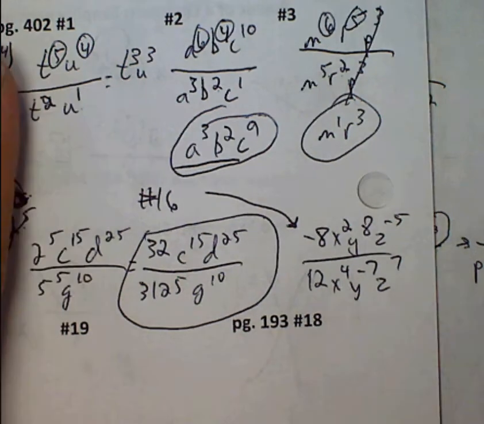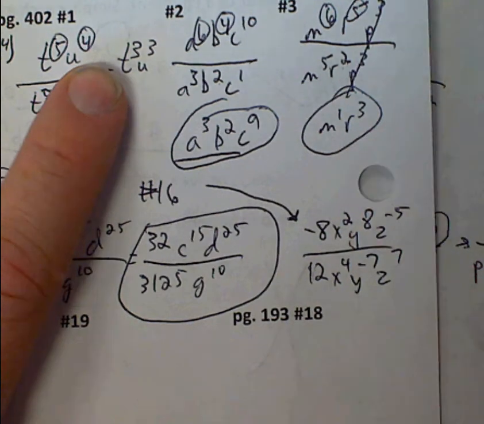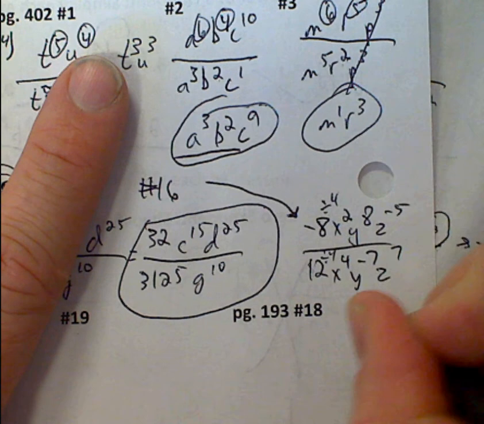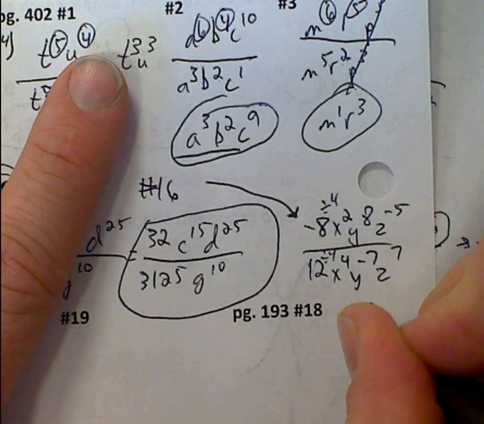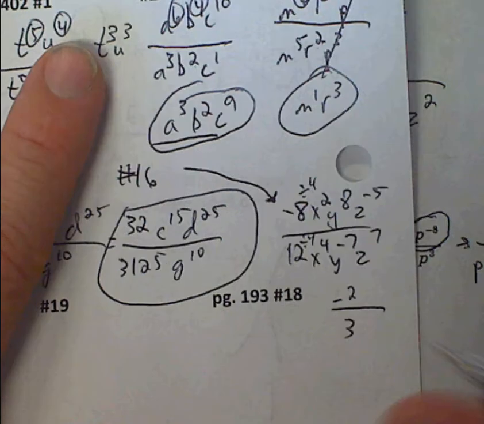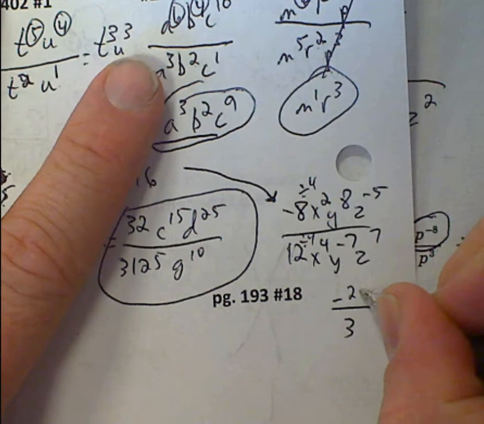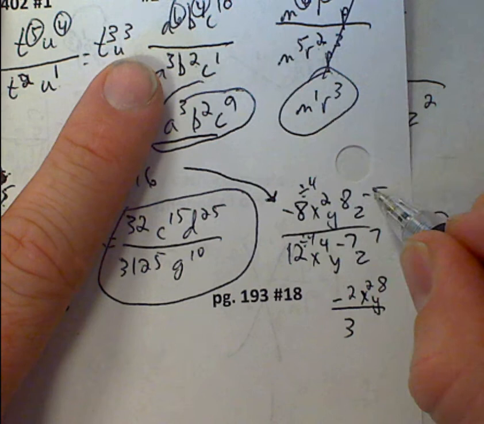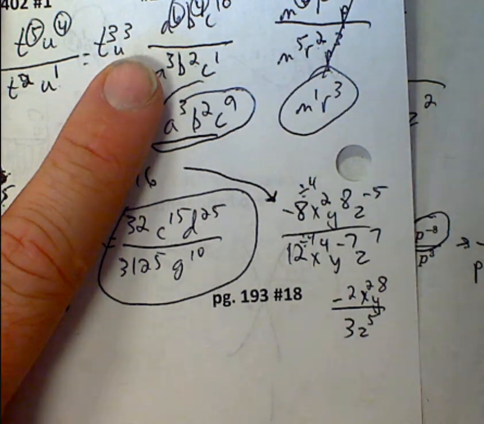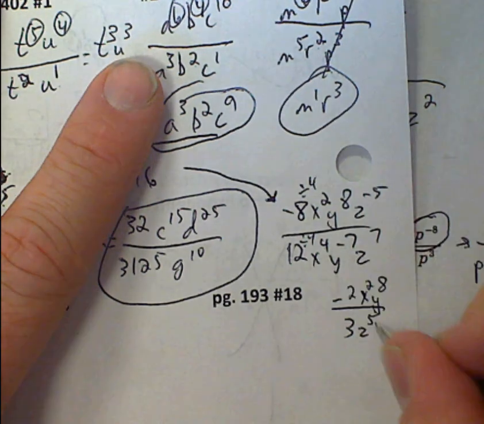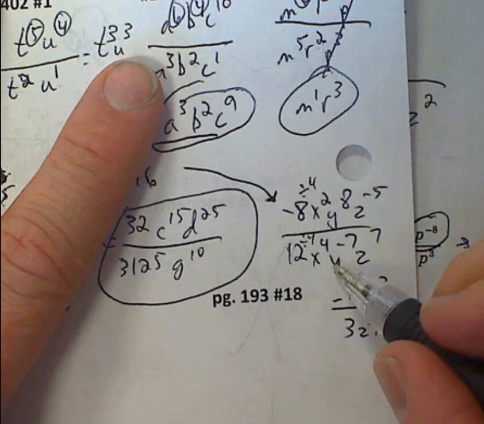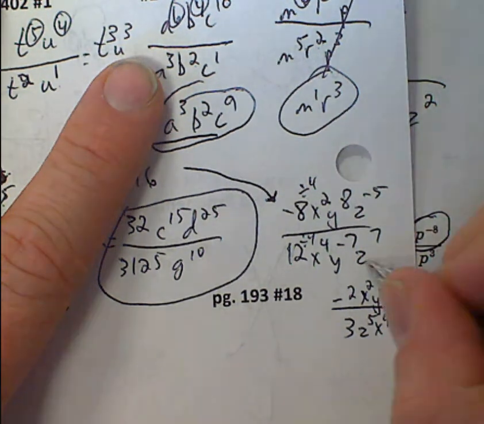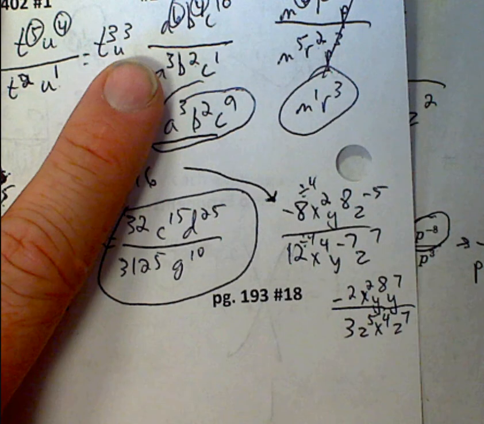So here we go. -8 over 12 reduces. I'm going to divide this by 4 and by 4. So that's -2 over 3. x squared stays on top. y to the 8 stays on top. z to the -5 goes on bottom. x to the 4 stays on bottom. y to the -7 goes on top, so that's y to the 7. z to the 7 stays on bottom.